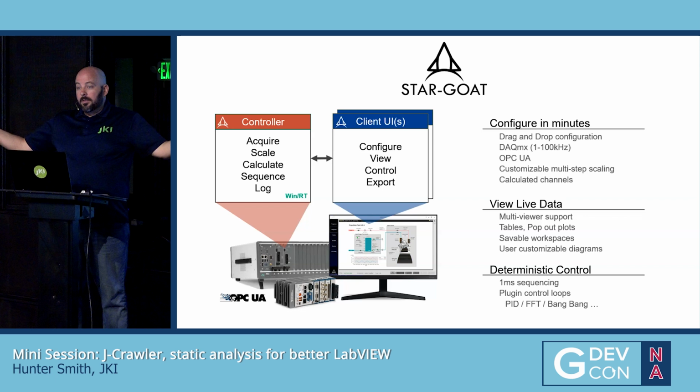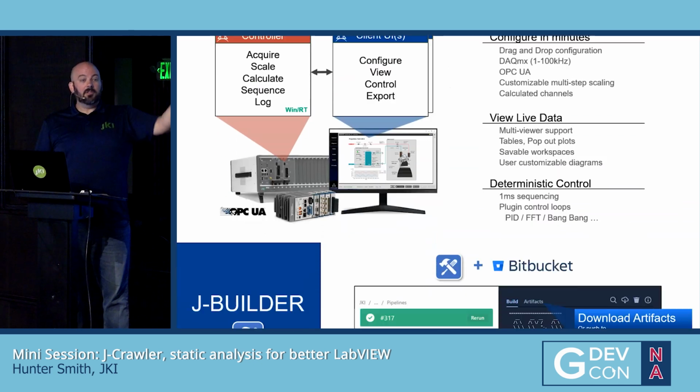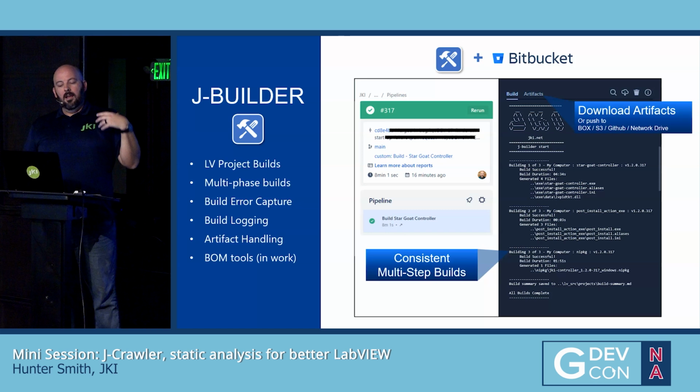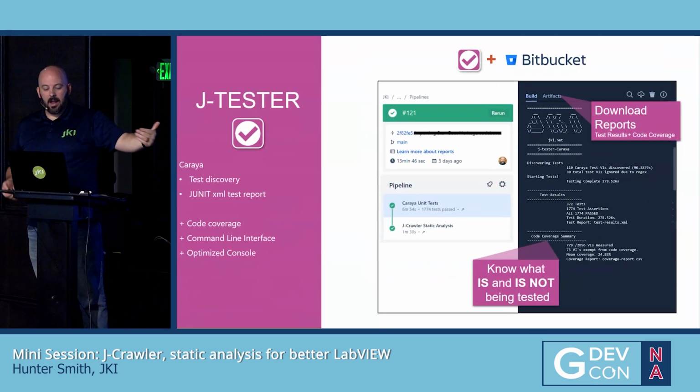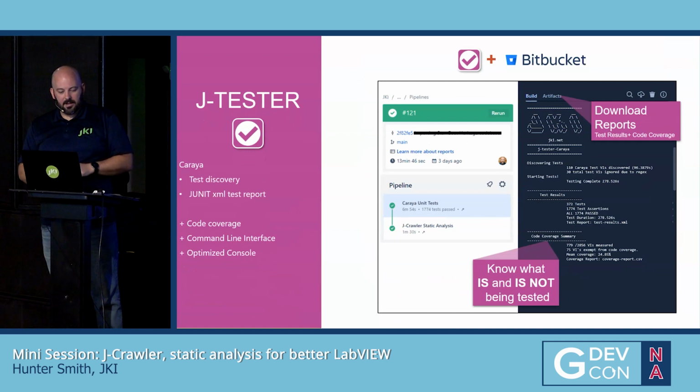So what do we create all this for? This is our Stargoat application. This is what we're using at NASA. And in order to create all of the tooling we needed for this, we also needed a builder. So we have JBuilder that has pretty much the same interface, builds, collects artifacts. We have JTester, which goes on top of Caraya. It does add code coverage metrics, which base Caraya doesn't have. But if you're not using Caraya, it's free, it's great.